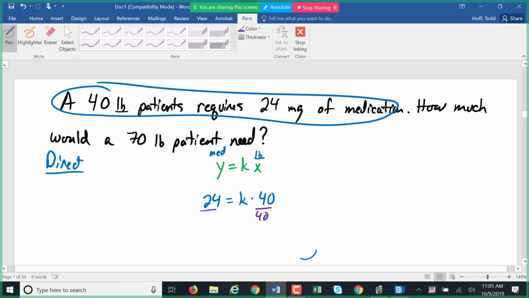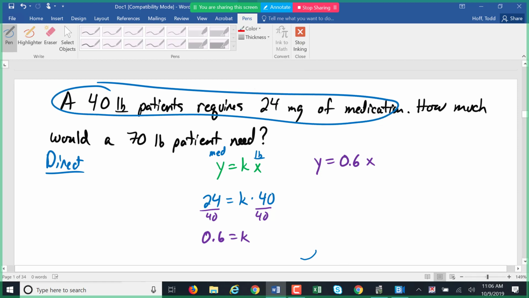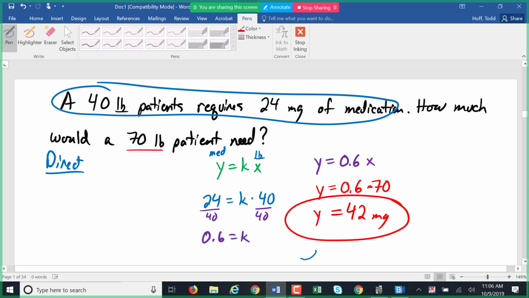I divide by 40, I get 0.6 equals my constant. So y equals 0.6 times x. Now there's units on that. That's actually 0.6 milligrams per pound, technically, but we're ignoring the units right now. And how much would a 70-pound patient require? Well, we put 70 in for x. 0.6 times 70 is 42. So we would expect that 70-pound patient to require 42 milligrams of medication.